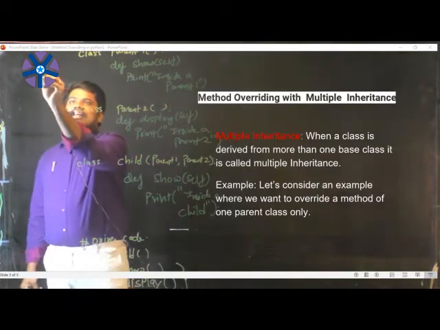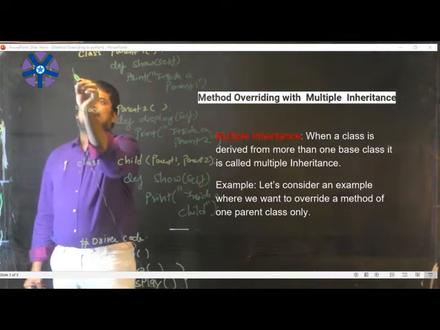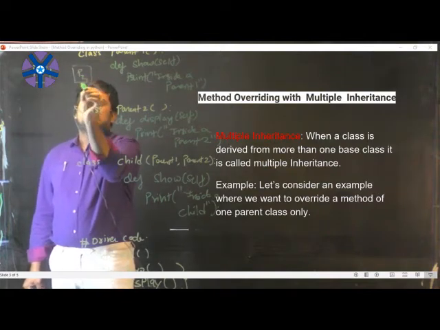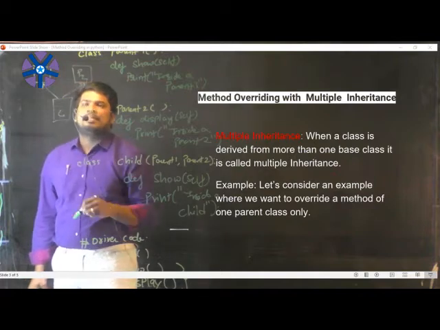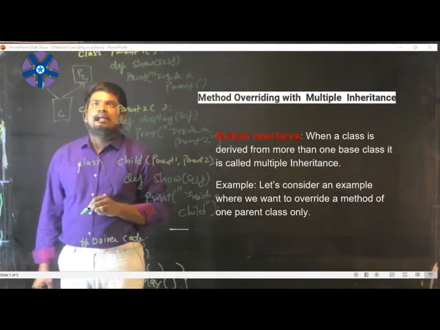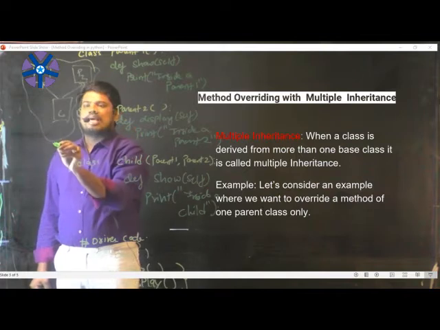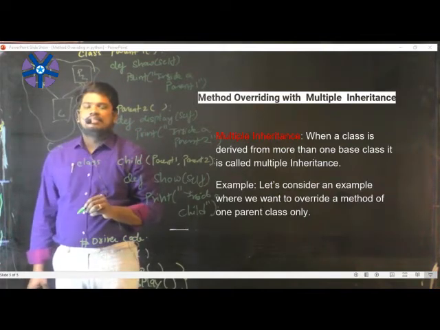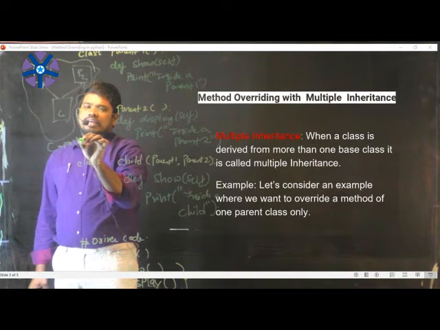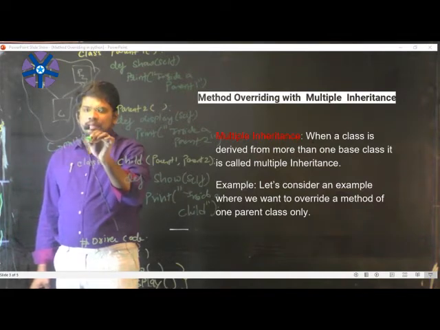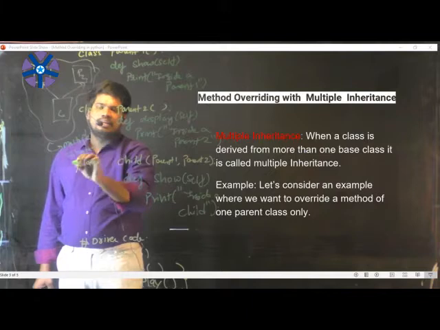The hierarchical diagram here is I'm having a parent1, and I'm having a parent2, and I'm having a child. This child is inheriting the properties from parent1 and parent2, and this type of diagrammatic representation we are calling a multiple inheritance. This is a multiple inheritance.